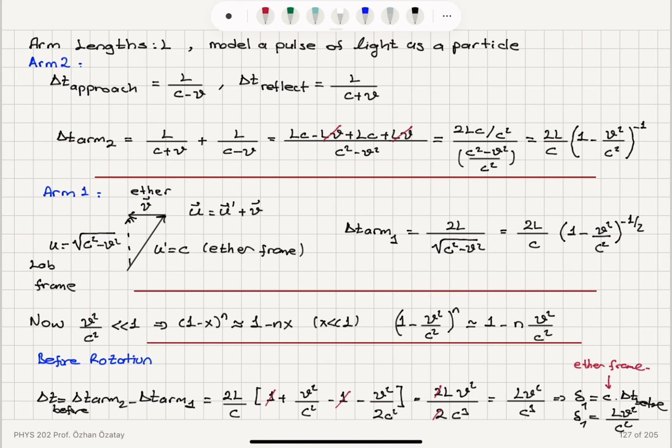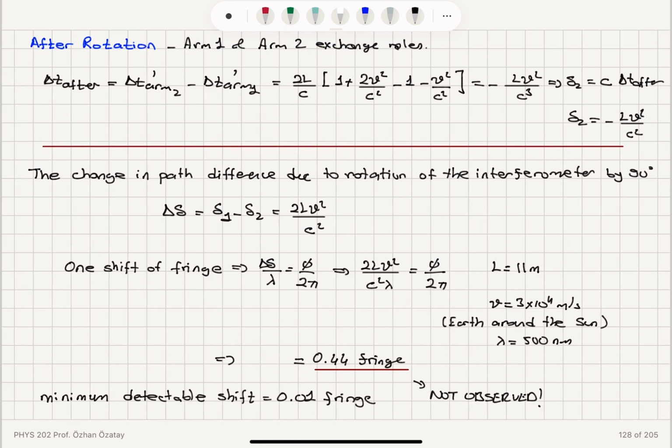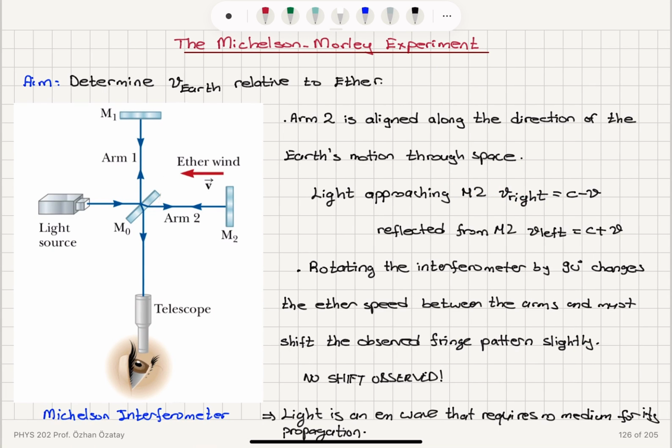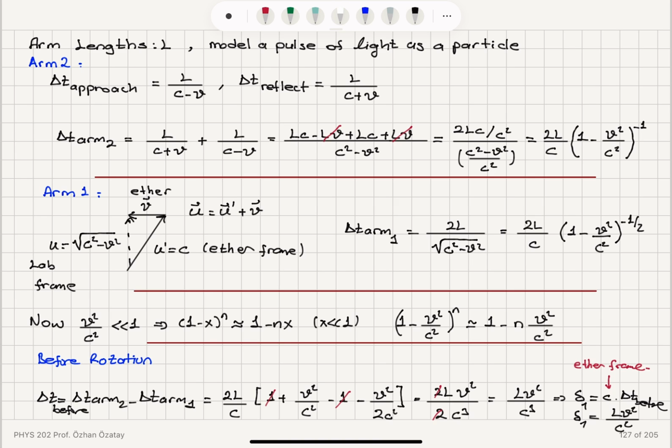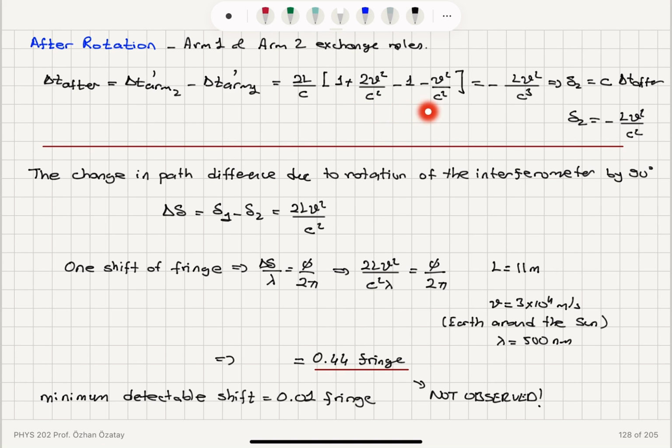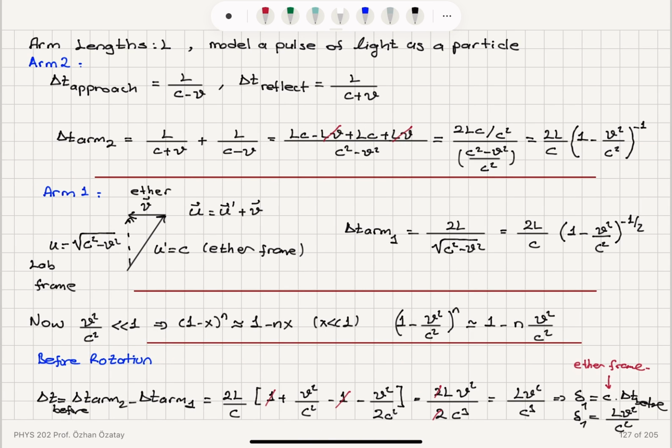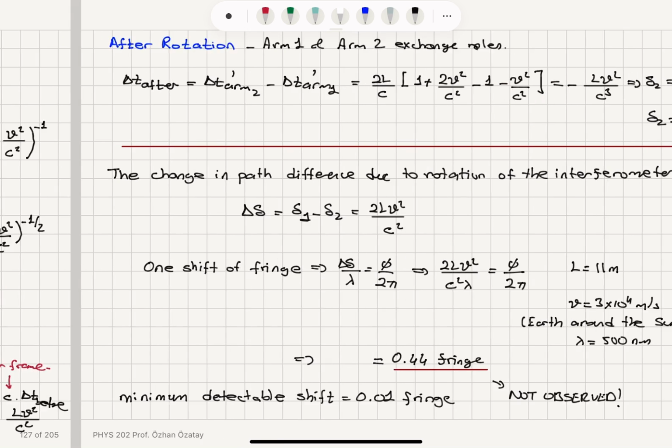So in the ether reference frame, the time difference between these two arms, arm 1 and arm 2, multiplied by the speed of light c, because in the ether reference frame the speed of light is a constant, it is c, that corresponds to a path difference Lv square over c square. Alright, now after rotation, arm 1 and arm 2 will exchange roles. So we will have the delta t becoming, instead of 1 plus v square over c square minus 1 minus v square over 2c square, it's going to become 1 plus v square over 2c square minus 1 minus v square over c square. So this is going to change sign.